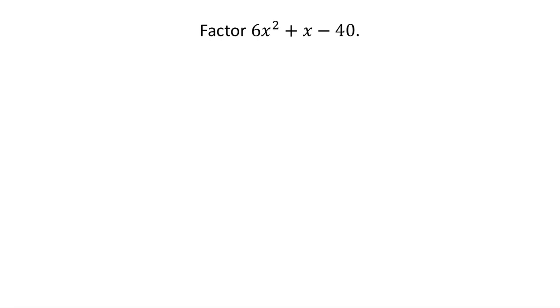So the first thing I'm going to do is identify what A is. I'm going to identify what C is. B is the number that's in the middle. So A in our case is 6, B equals 1, C is equal to negative 40. The first thing we're going to do is calculate A times C. So in our case, that's 6 times negative 40, which is negative 240.